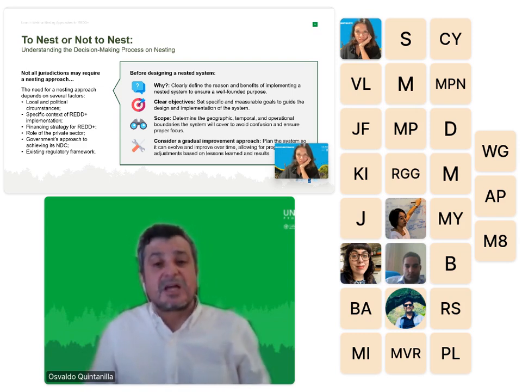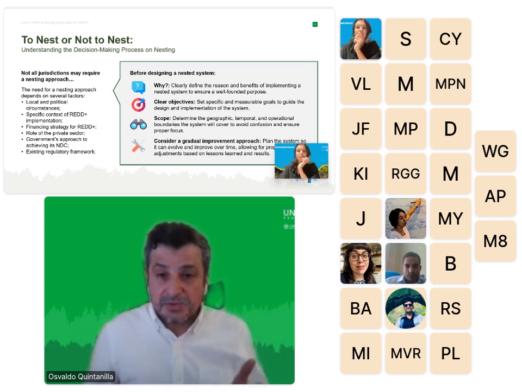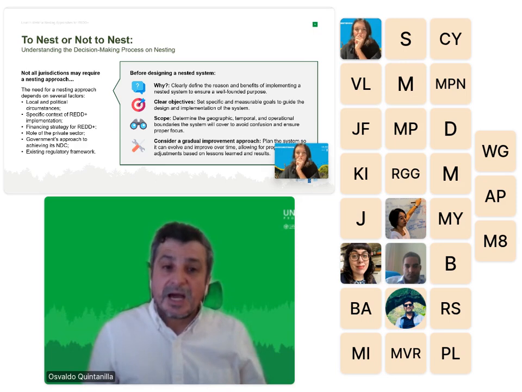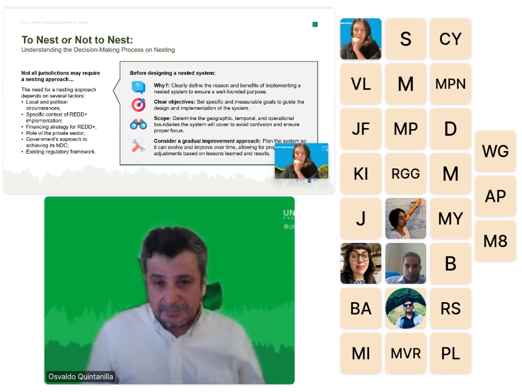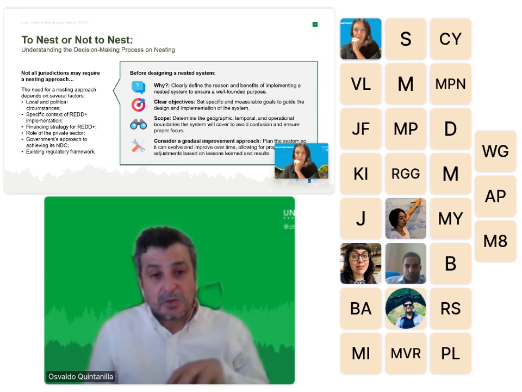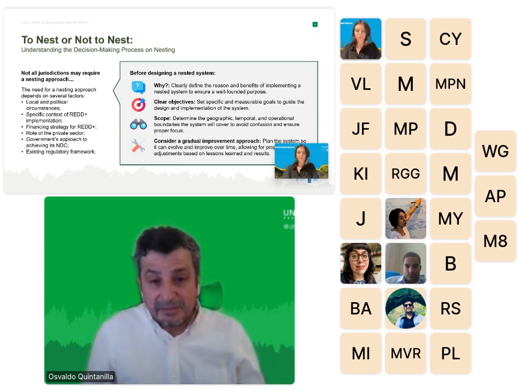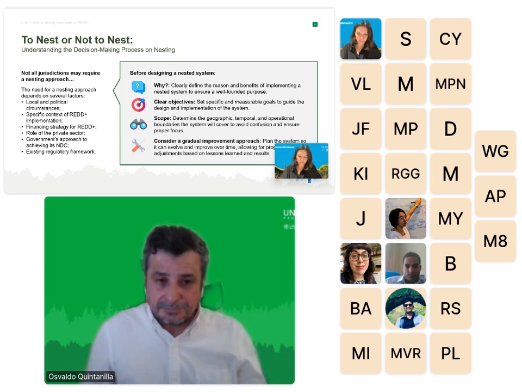Nesting clarifies ownership, ensuring accurate tracking for NDC achievement, and enables transparent, fair benefit sharing, especially for indigenous peoples and local communities. Note that nesting is not always required, but it becomes essential when activities span multiple levels or when high integrity finance is sought.